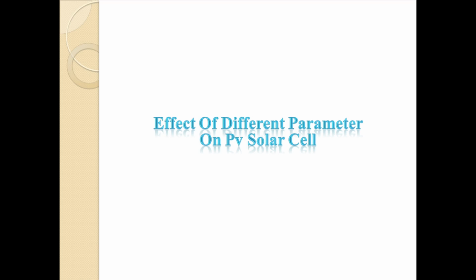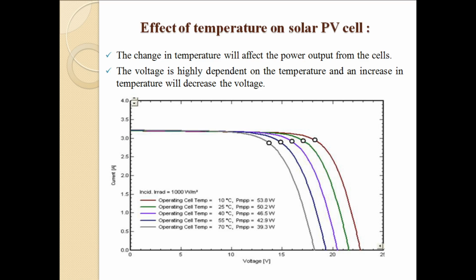Then, when we talk about the effect of different parameters on the PV cell, there are basically two main parameters affecting its performance. The first parameter is the temperature effect. As the temperature of a solar panel increases, the output from the solar panel decreases.